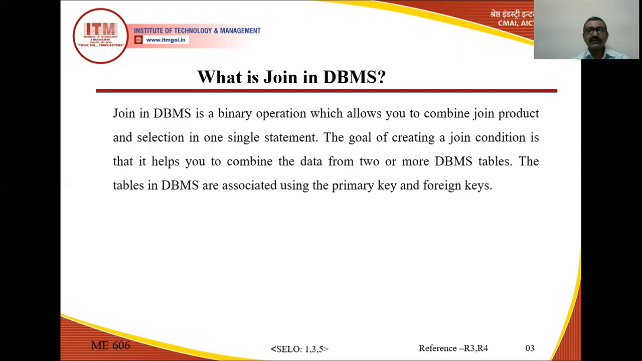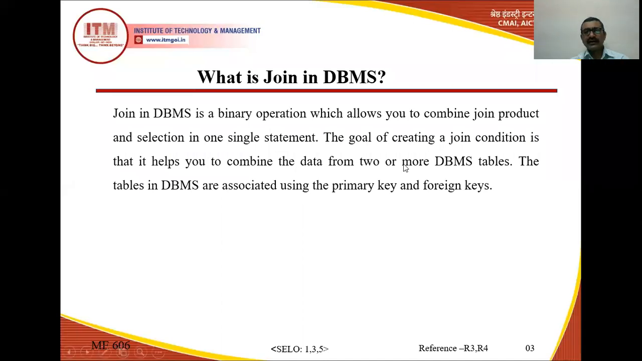Now we can discuss the new topic, that is join. What is a join in DBMS? Join in DBMS is a binary operation which allows you to combine join products and selection in one single statement. What is the function of the join operation? It is used in a DBMS like a binary operation. Binary means more than one operation we can perform, combining join products and selection in a single statement. So that is the function of the join. We can use a join on two or more tables and combine them in a single statement.